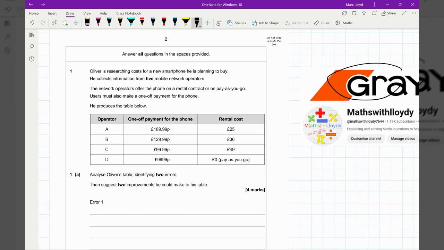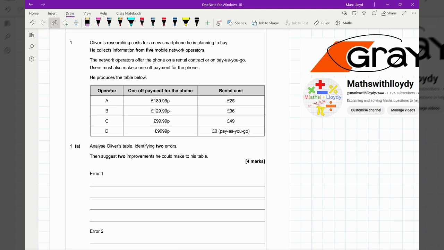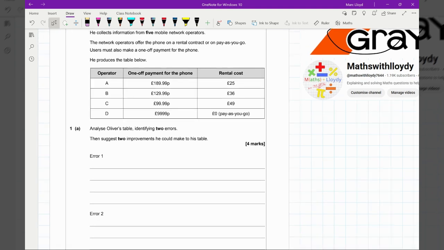Oliver is researching costs for a new smartphone he's planning to buy. He collects information from 5 mobile network operators. The network operators offer the phone on a rental contract or on pay-as-you-go. Users must also make a one-off payment for the phone. He produces a table below. Analyse Oliver's table, identifying 2 errors, and then suggest 2 improvements he could make.